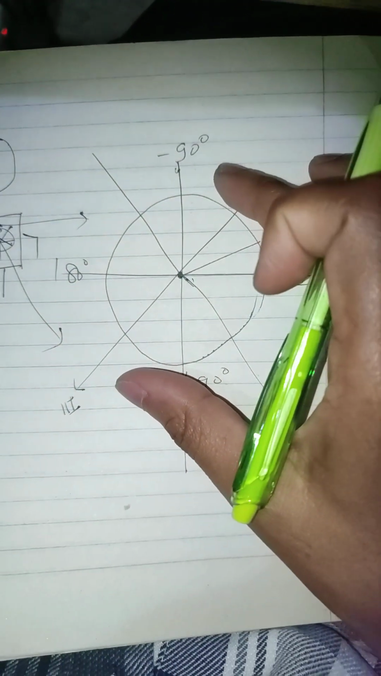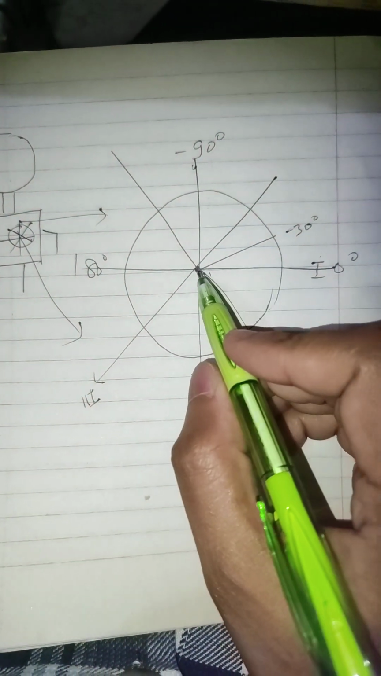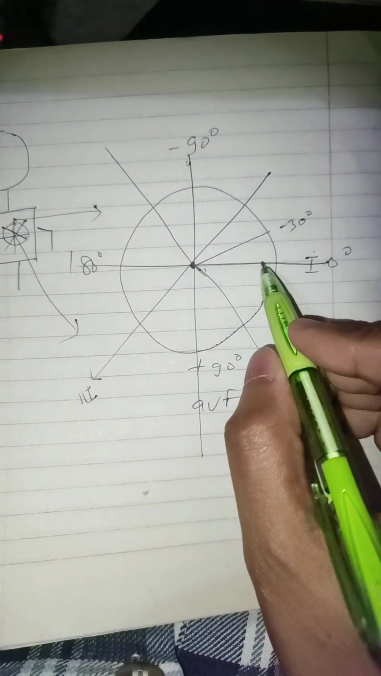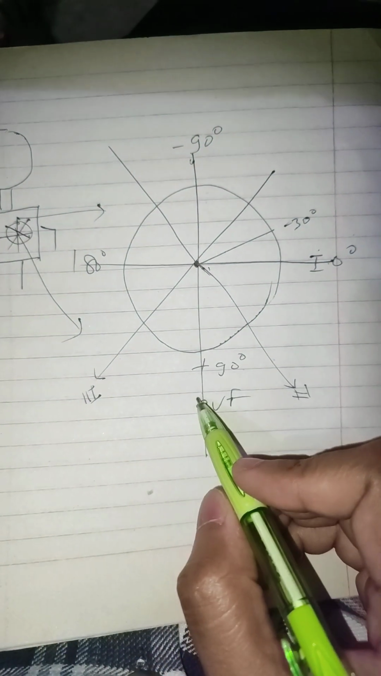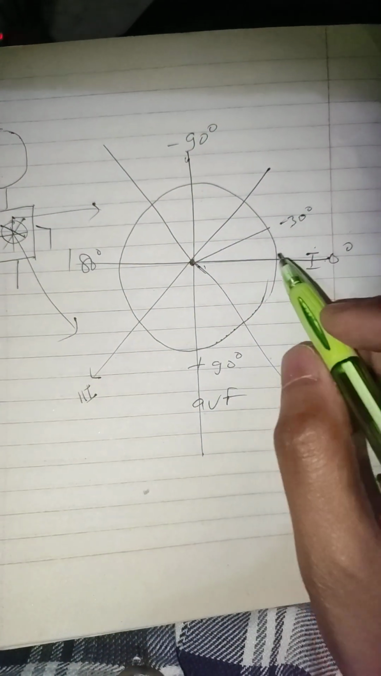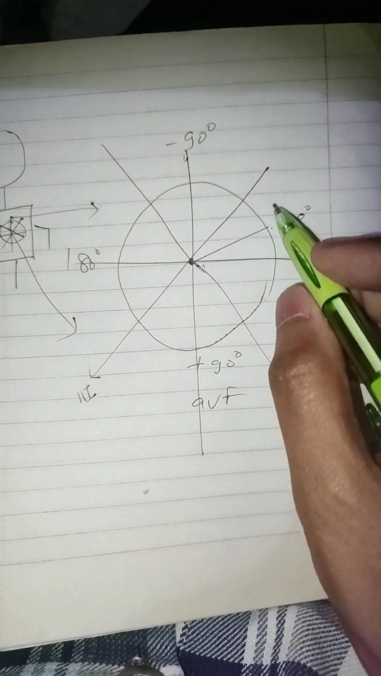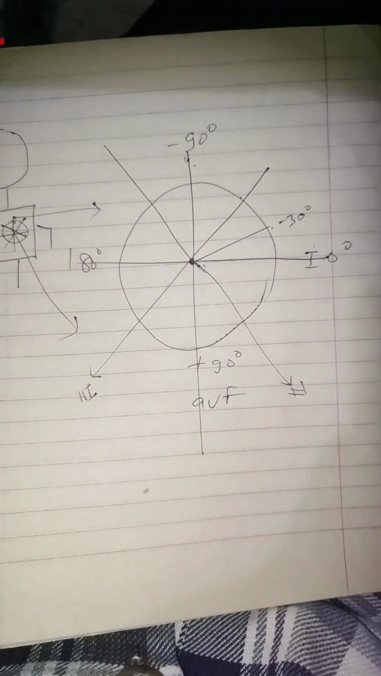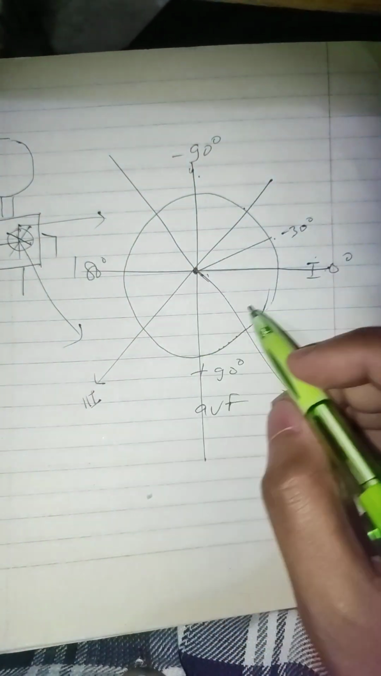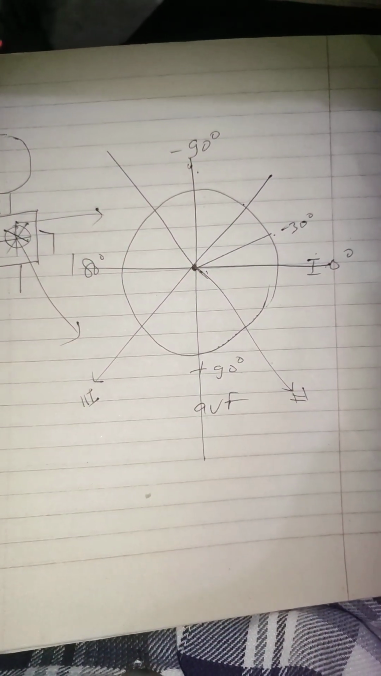So see here. This is 0 degree axis, this is minus 90, this is plus 90, this is 180 degree, and this is minus 30 degree, this is minus 45, this is minus 90. I hope you are now oriented to this picture.